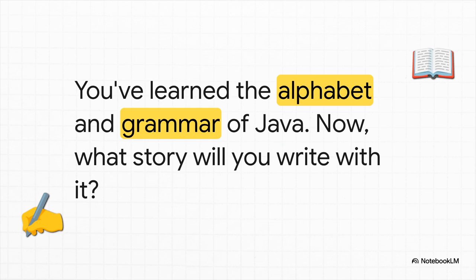So let's just do a quick recap. We've gone over the toolkit, the JDK. We've learned the alphabet and punctuation, which are called tokens. We've covered the nouns of our language with variables and data types, and we have our verbs and sentence structures with control statements. You now have the fundamental grammar of Java down. So the only question left is, what story are you going to write?